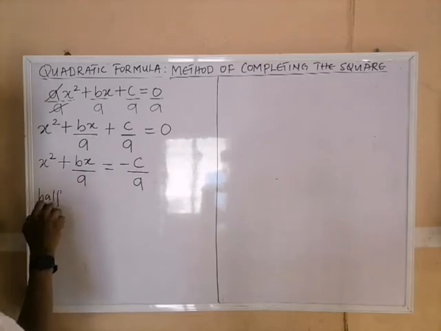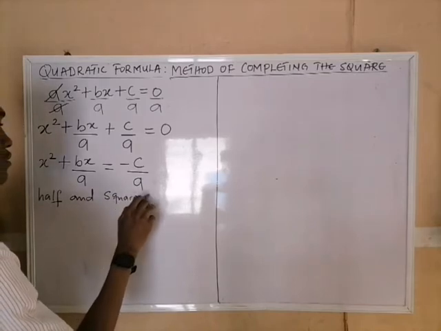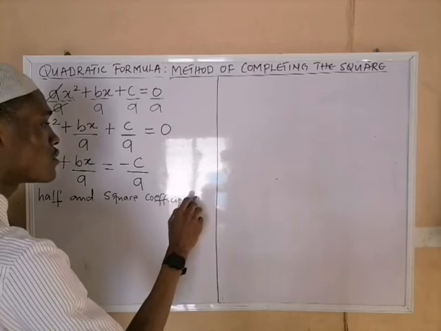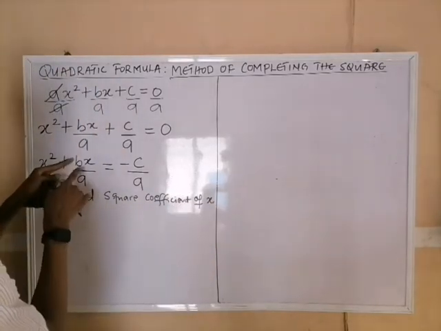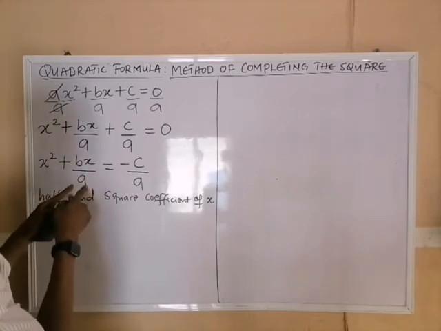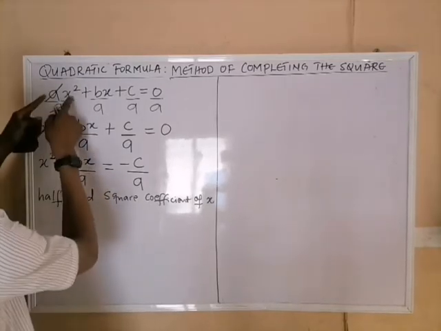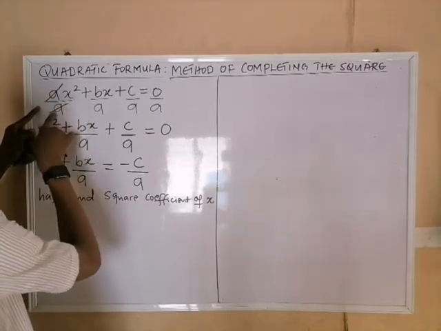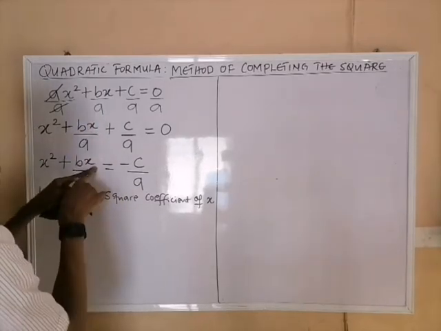So the next step is to half and square the coefficient of x. Now, this is my x, and the coefficient is what is in its front. B over a is the coefficient of x. The coefficient of x squared here is a, before I divided. The coefficient of x here is b over a.